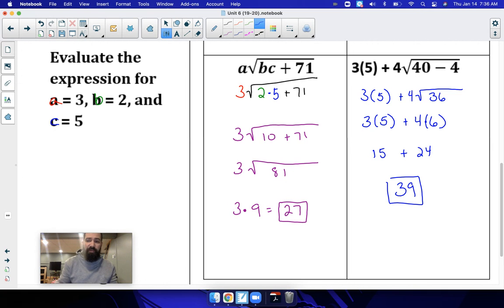That's all it is. That's how we evaluate expressions. That's how we solve problems with square roots and exponents.